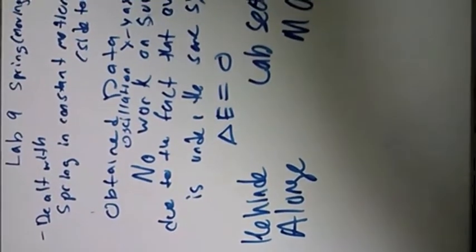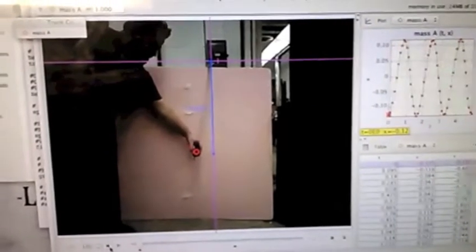This is Lab 9, and today we'll be looking at a spring in constant motion moving from side to side. Basically, we'll be obtaining the oscillation on the x and y axis, and another important note is that no work will be done in the surroundings, due to the fact that everything is under the system, thus satisfying the energy principle delta E equals 0.